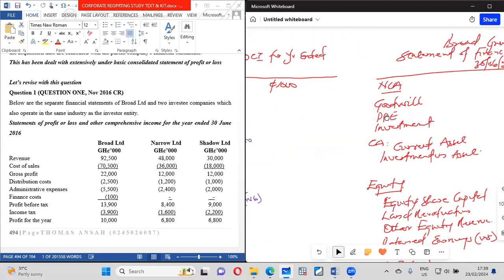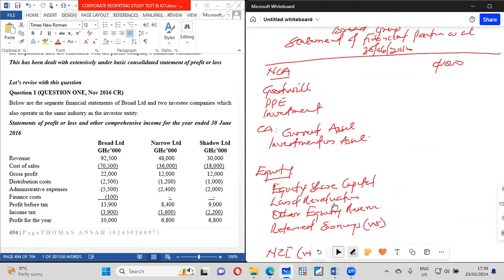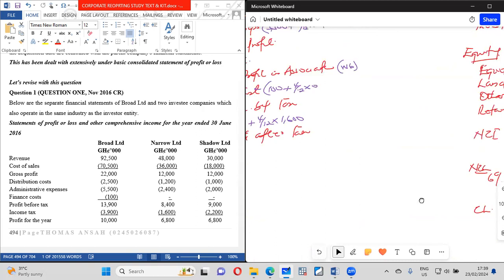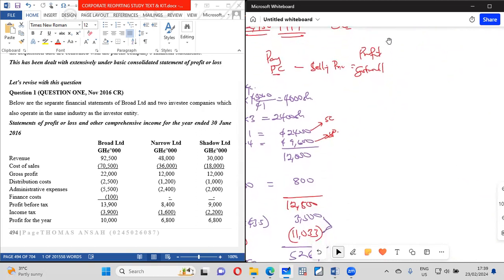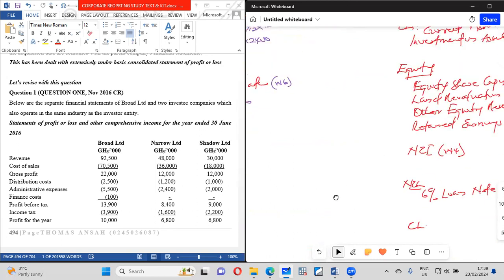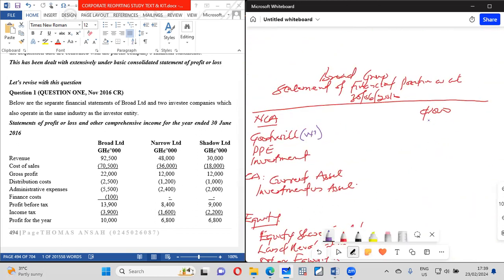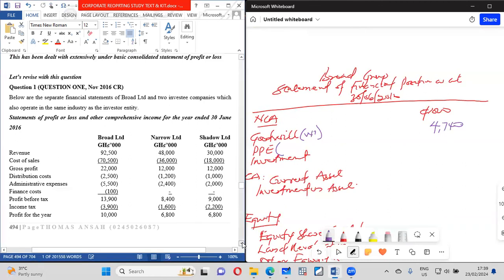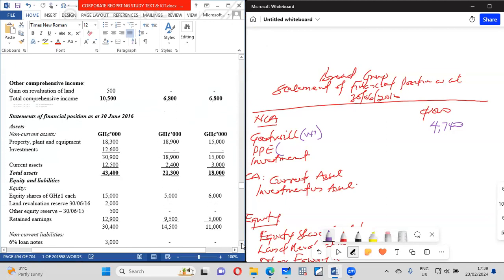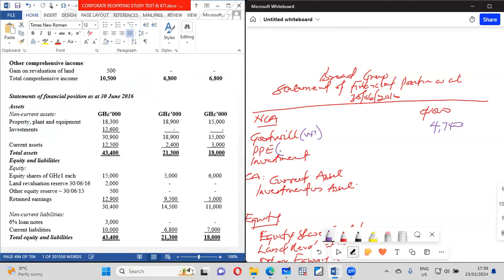All right. Our balance sheet, what do we do? Of course, we found our goodwill. So we just put here workings 3. And how much was our goodwill? $4,740. PP, what do we have? Don't forget, we've done some things in the PP already. So we have 18,300 plus 18,900, then plus the adjustments that we did.